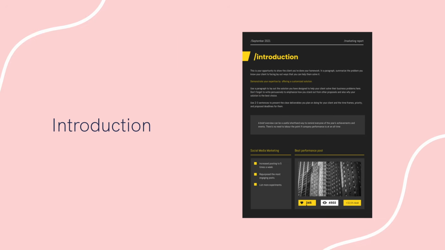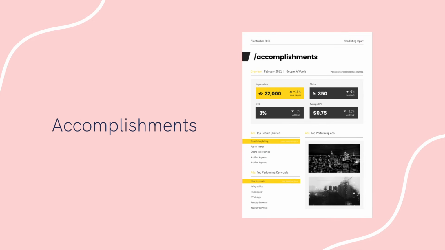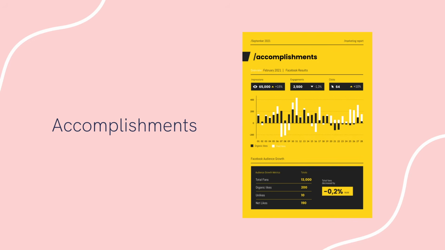1. The introduction. This part provides an overview of the contents of the progress report. It is best to write this after you've completed all the other parts of the report. That way you'll be able to provide an accurate summary. Number 2 is the accomplishments. Numbers and details are your friends, especially when writing this part of the progress report. The accomplishments you write should correspond to your goals.